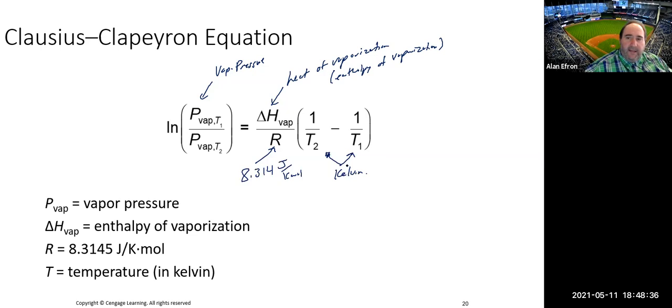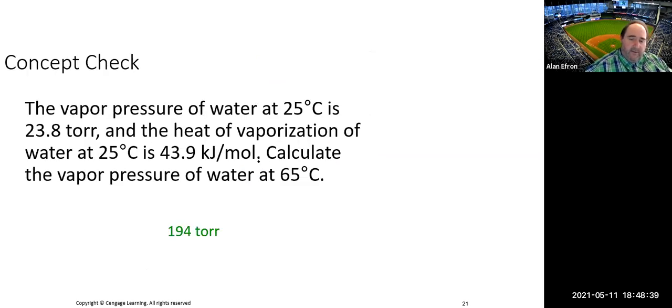So if we look at a problem like this just to see how it works, and there's the answer, we'll go and see how we got to that answer. We have the vapor pressure of water at 25 degrees is 23.8 torr. The heat of vaporization of water at 25 degrees is 43.9. Calculate the vapor pressure of water at 65 degrees. So we could do a couple of things here. We have a T1 that is 25 degrees Celsius. We do need to convert it to Kelvin, so might as well just do that right off the bat. We have a P1 that goes with that, which is 23.8 torr.